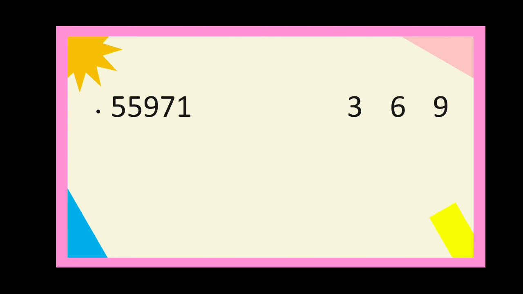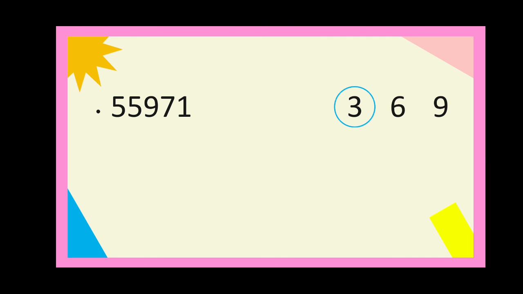Next number, 55,971. Let's add all the digits. 5 plus 5 plus 9 plus 7 plus 1 equals 27. 27 divided by 3 equals 9. So, dahil ang 27 ay divisible by 3, ibig sabihin the given number is also divisible by 3.